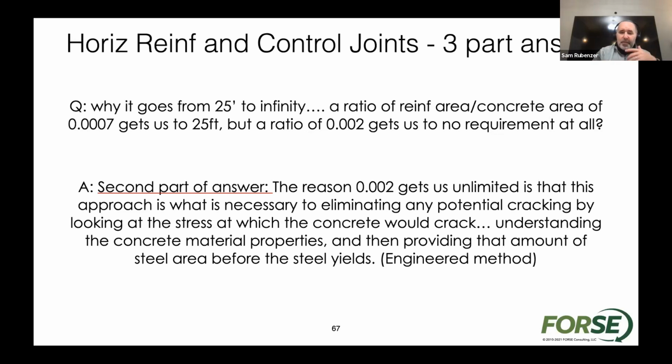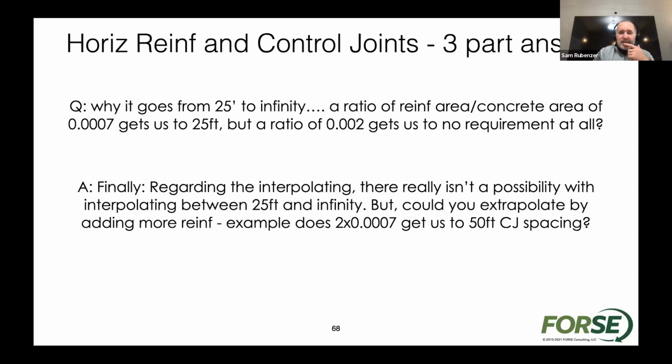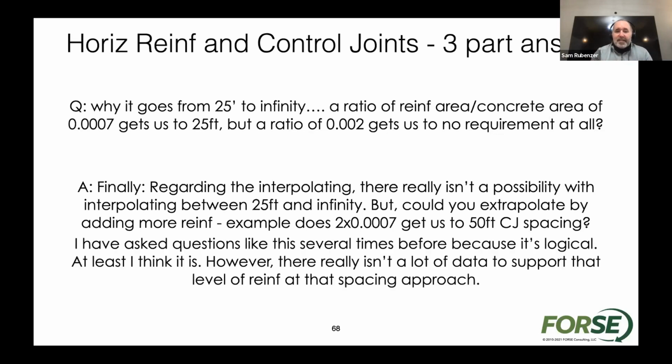The third part of this answer is really what I think people are trying to get to. Isn't there any place in between? You go from 25 feet and then you say you don't need anything, you go up to infinity. Couldn't you say that if I doubled the amount of reinforcement, so 2 times the 0.002, couldn't I get to 50-foot control joint spacing? My comment to that is I think it's logical. I think that you can increase the amount of reinforcement and you can get a further spacing.